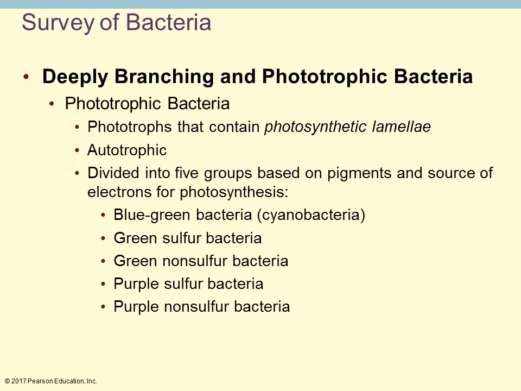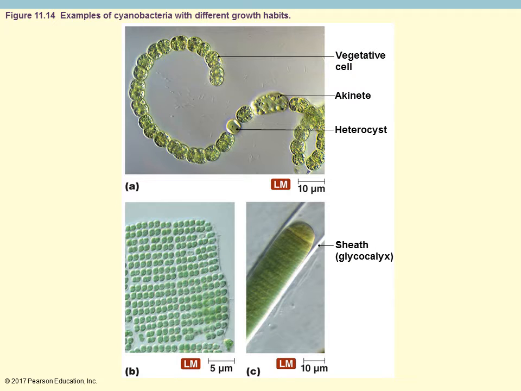There are some phototrophic bacteria that are grouped based on the pigment that is present. They are capable of carrying out photosynthesis, so they're referred to as your blue-green bacteria, or cyanobacteria, the green sulfur bacteria, green non-sulfur, purple sulfur, and purple non-sulfur. So like I say, these are classified according to the pigmentation that they have.